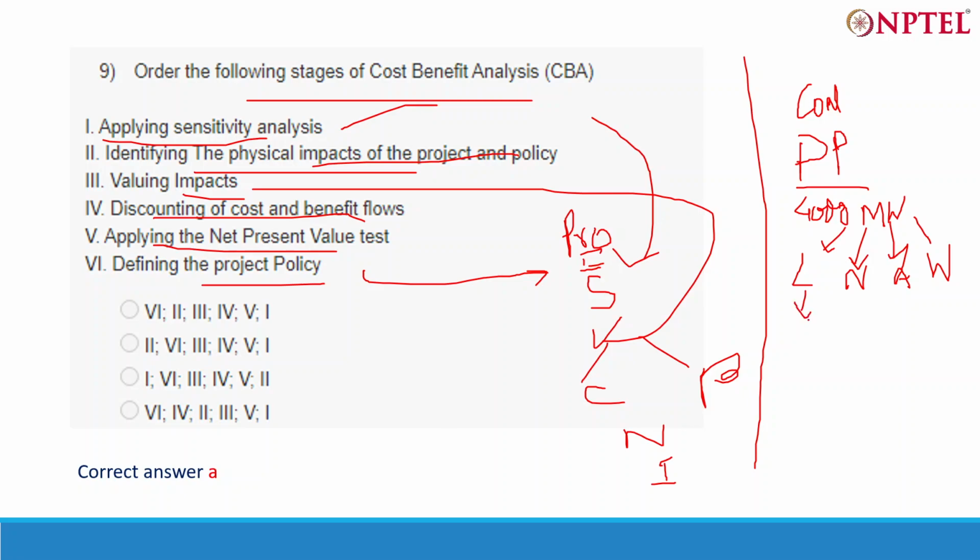Then we value those impacts. How much is the land degradation? How much is the noise generated? How much is the air pollution? How much water is getting polluted? And what are the impacts? Then after that we discount the cost and benefit flows.